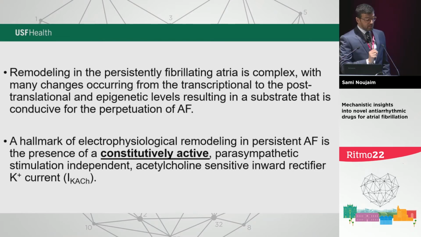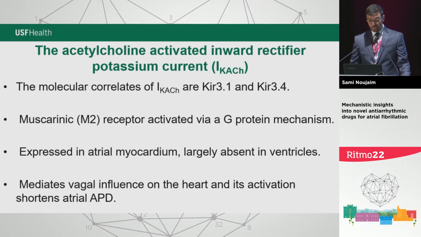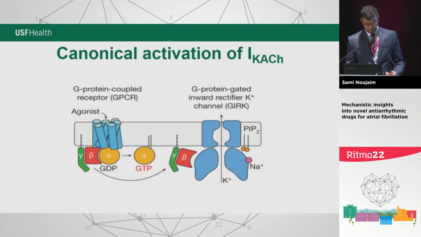And the key here is the constitutively active IKACH. I'm going to define what IKACH is. The molecular correlates of IKACH are KIR 3.1 and KIR 3.4. The muscarinic receptor activation leads to the IKACH via a G protein coupled mechanism. IKACH is expressed mainly in the atrial myocardium, but is largely absent in the ventricles. And it mediates the vagal influence on the heart, and its activation shortens the atrial action potential duration.